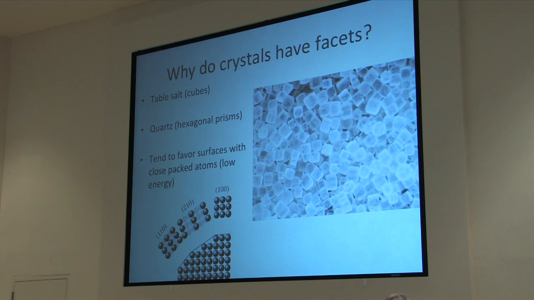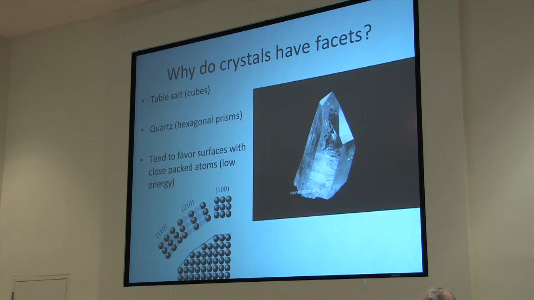So let me just give you a couple quick things before we start doing some hands-on activities. The first question we'd ask is, why do crystals have facets? Why do they develop these beautiful flat planes that we all recognize as being a crystal? And the reason is that there are certain planes where the atoms are closer together. For example, here, where the atoms are nice and close together. The atoms like to be close together. That's what we call close packing. And so, in general, there's a tendency to favor surfaces with close packed atoms. That gives you the lowest possible energy.